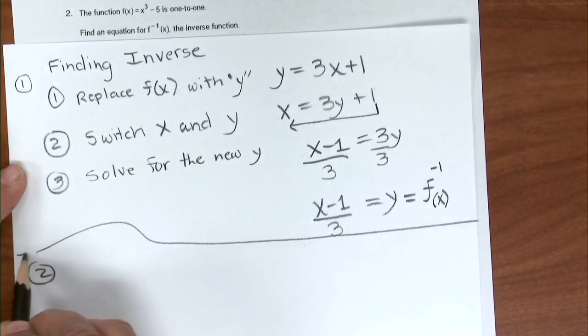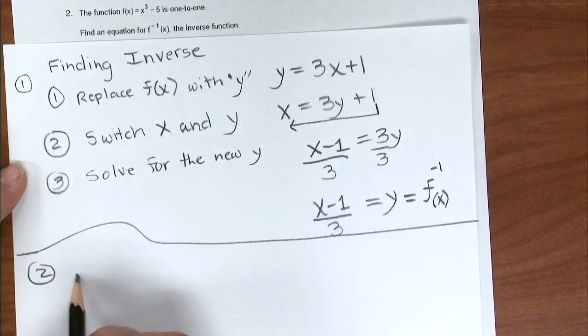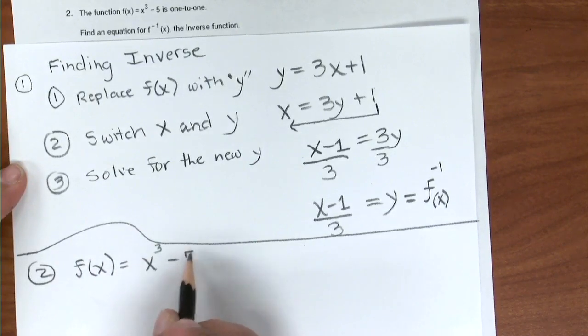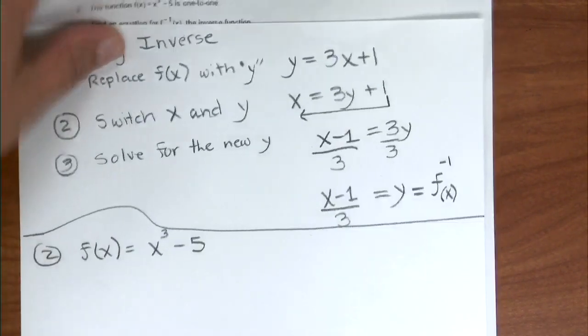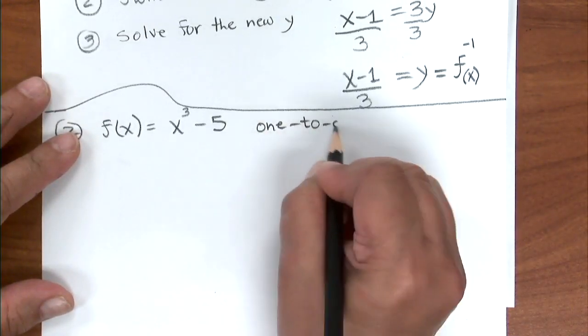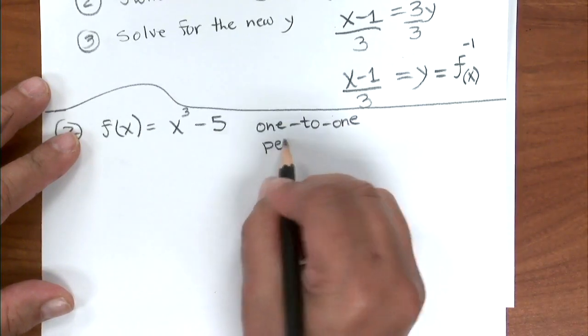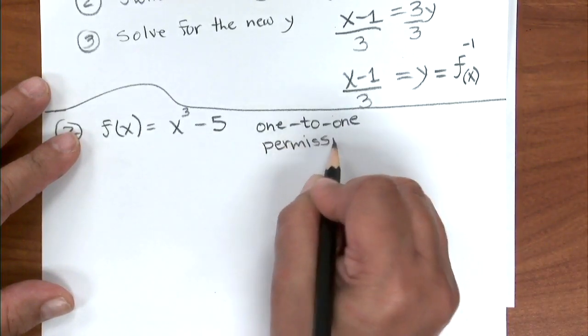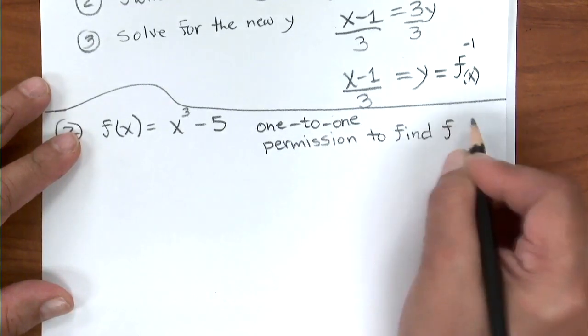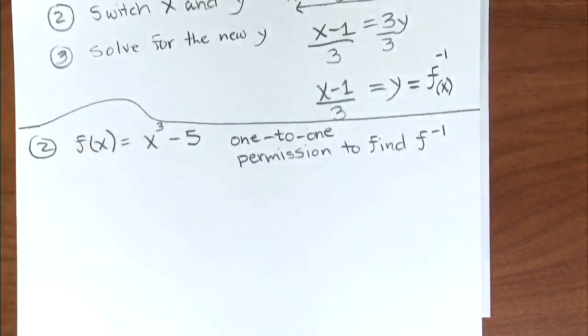Okay, number 2. Okay, we're getting a little bit creepier here. X to the 3rd minus 5. They're flat out telling you that it's 1 to 1. And when somebody makes this comment right here, that means you have permission to find the inverse because it does exist. But you do not have permission to find it unless either someone tells you it's 1 to 1 or you can figure it out yourself. And again, I'll say it again. A function's 1 to 1 if it passes vertical and horizontal line test.